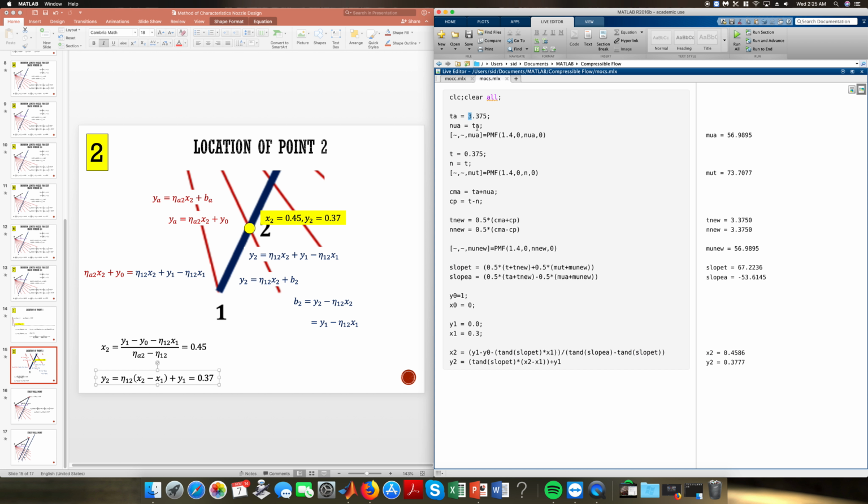We know that the max angle deflection will be 0.375 at the throat, right? And we calculated the slope of 6, 7, basically this line, to be 53.7 degrees. Now, for simplicity's sake, we can assume that the slope 7, 8 will be equal to slope 6, 7. So basically this line and this line have the same slope, right?